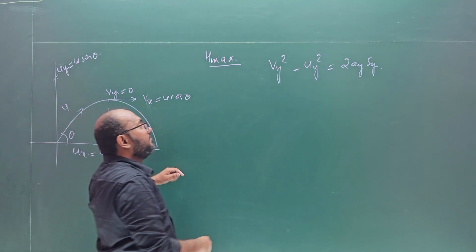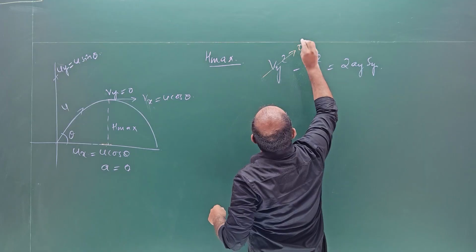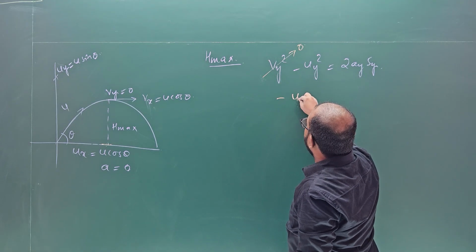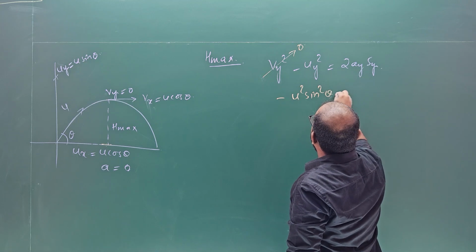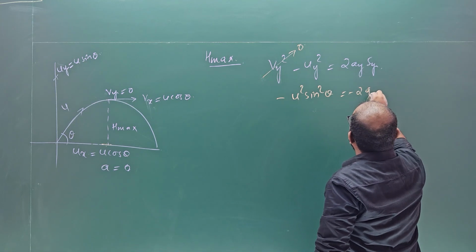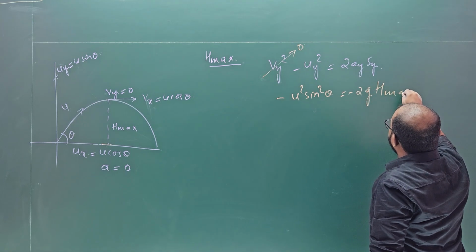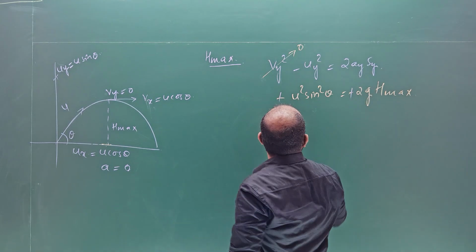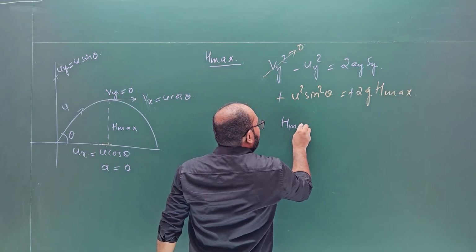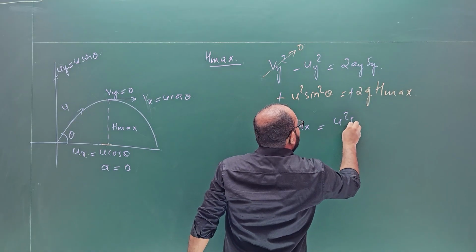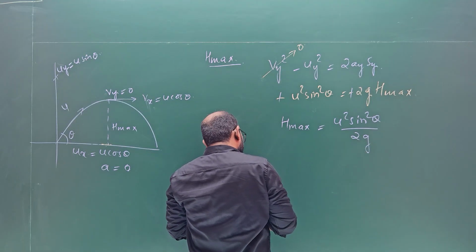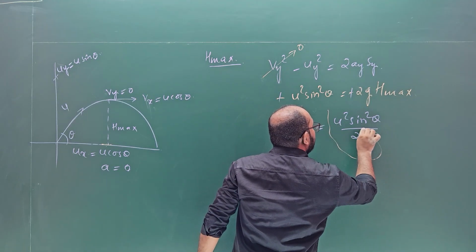Yes. So finally Vy, what is the velocity? 0. So what is the initial velocity? That is minus u square sine square theta, which is equal to minus 2g into Hmax. Can I also cancel this negative? Then the Hmax formula becomes what? U square sine square theta upon 2g. Again I am asking you, have you seen this equation ever?